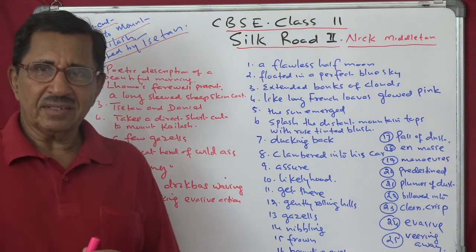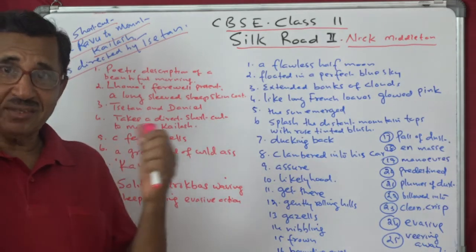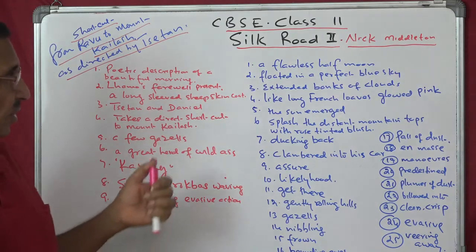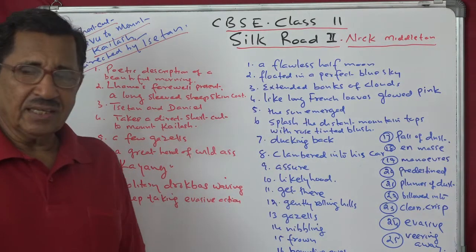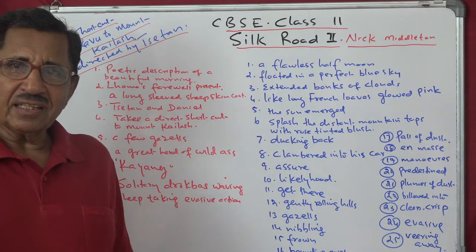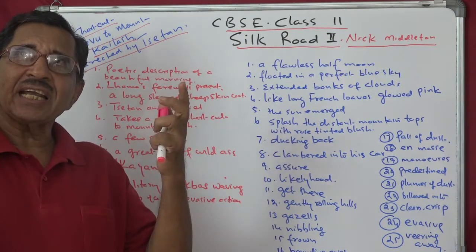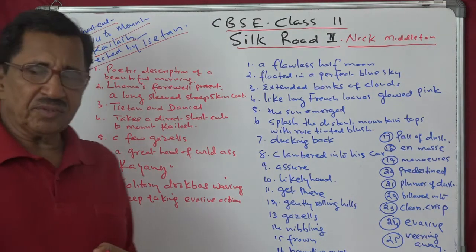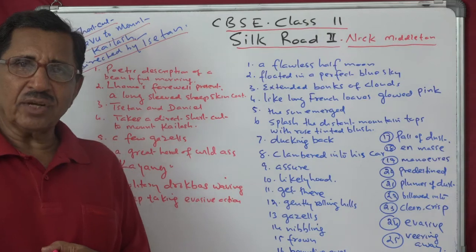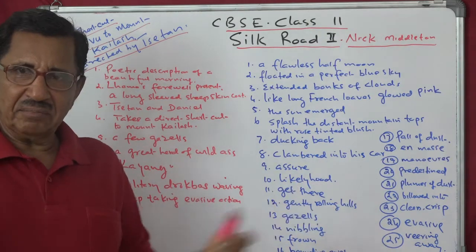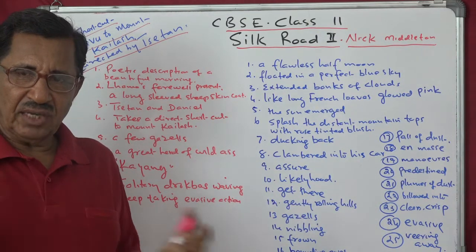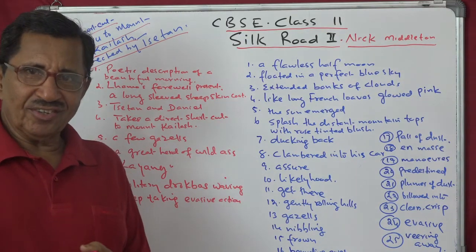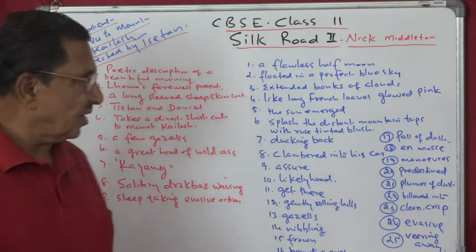In December, you can see a flawless half moon, halfway through the full moon, floating in a perfect blue sky. Sometimes you feel that the moon is floating in a perfect blue sky. Extended banks of clouds: very often in July you find an extended, spread mass of clouds. In the month of July, we just had floods here three days ago.